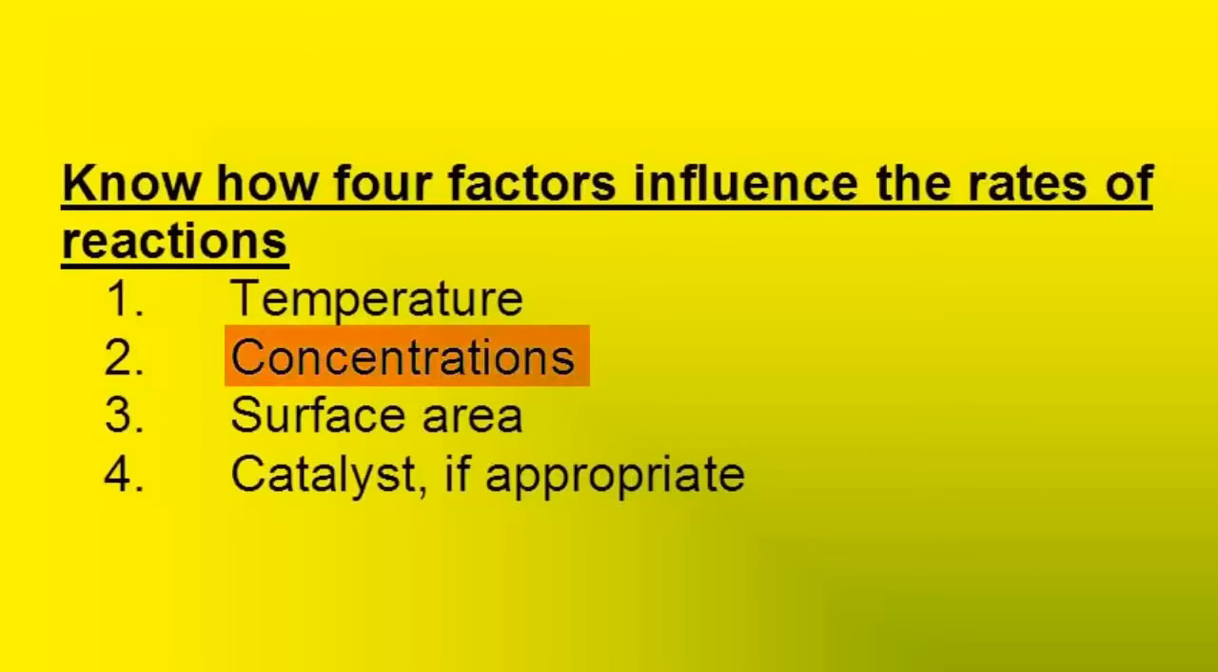Next, we'll look at how the concentrations of the reactants influence the rate of a chemical reaction. The higher the concentration of the reactants, the higher the rate of the reaction. This is because there are more collisions of reactants occurring in a unit time.